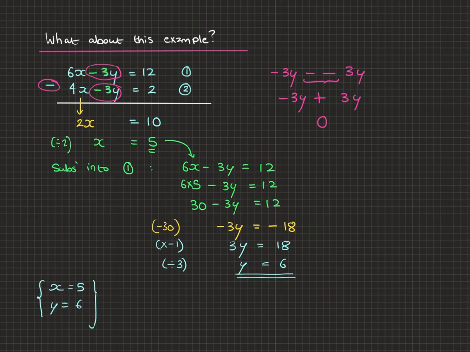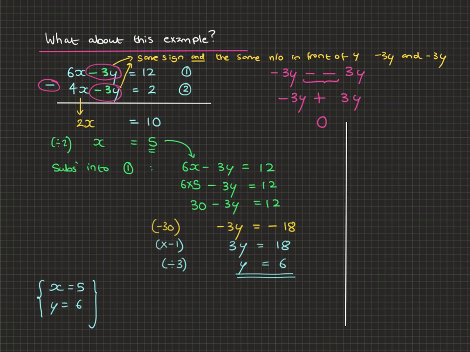Now, how do we know that we've got to subtract? Well, think about the fact that we have the same sign and the same number in front of y. Okay, so we have minus 3y and minus 3y. So we have exactly the same y term. We don't have the opposite signs here. Now, what would have happened if you had tried to add these together? Well, you could have tried, but you wouldn't have eliminated the y variable, or in fact the x variable.